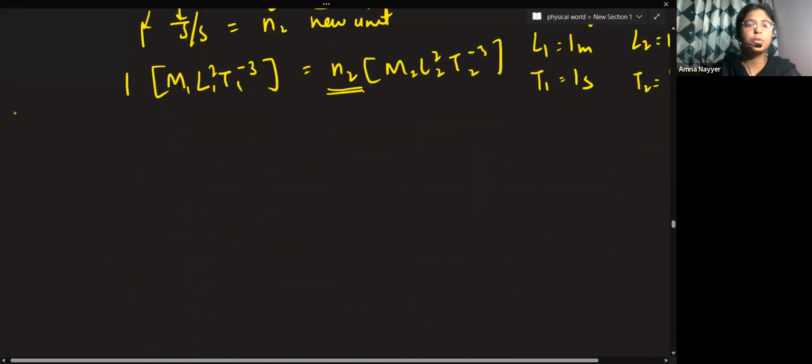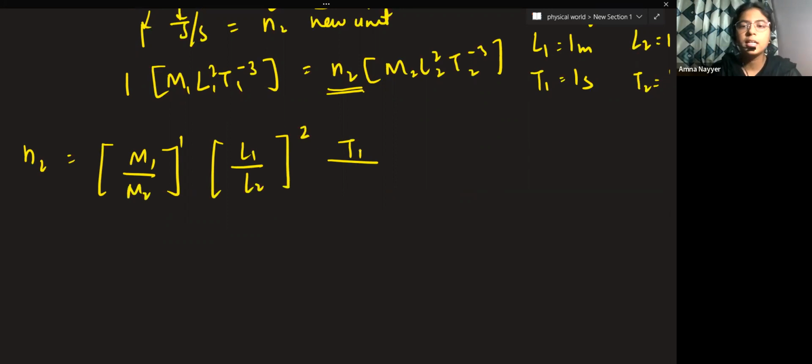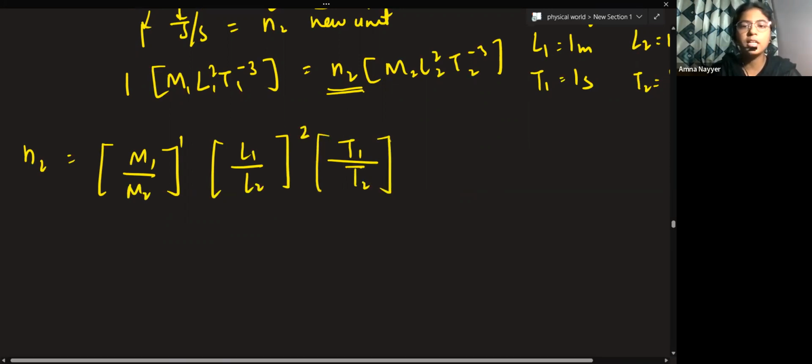So till here you both know. N2 will be what? This will be M1 by M2 to the power 1. It will be L1 by L2 to the power 2. This will be T1 by T2 to the power minus 3.